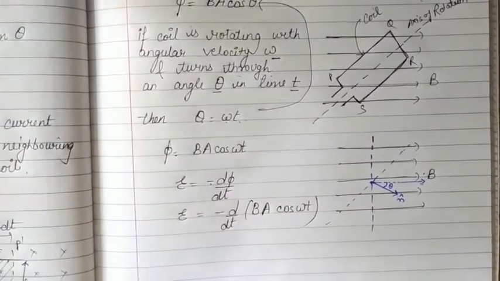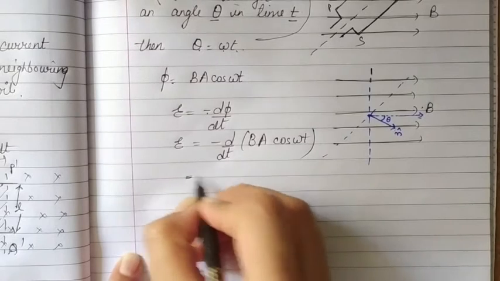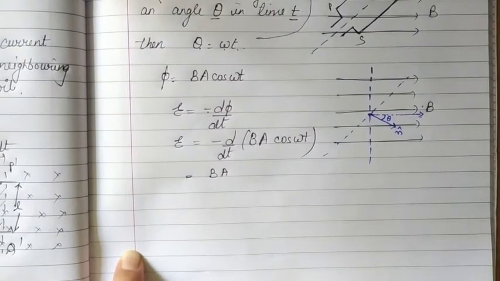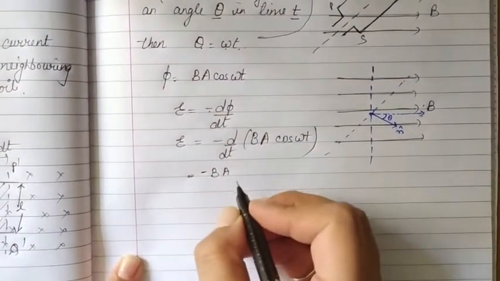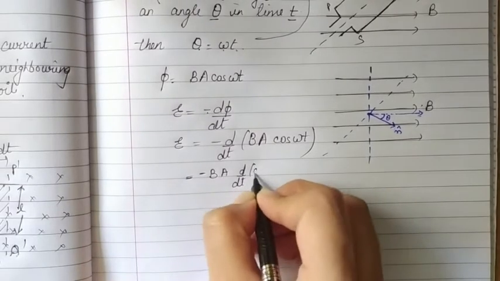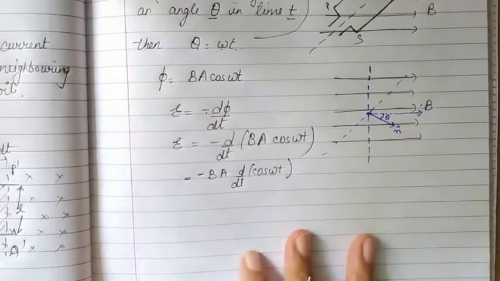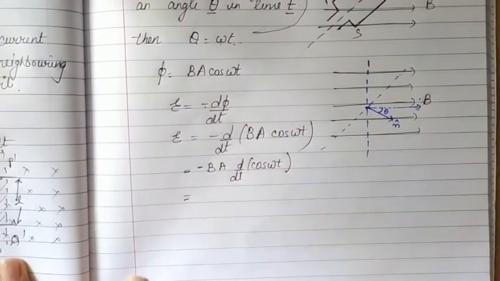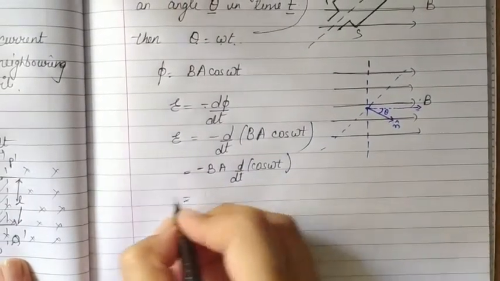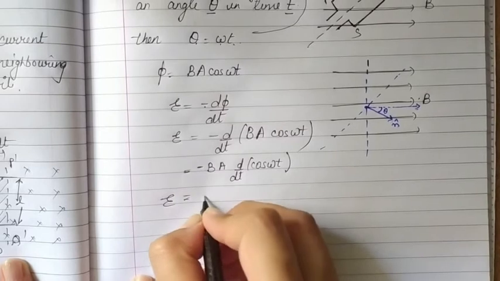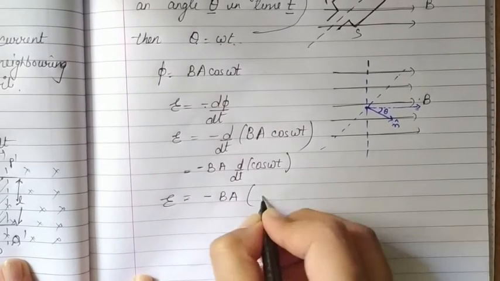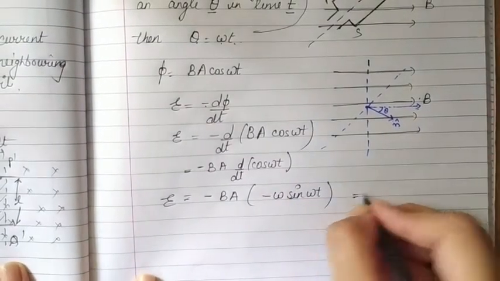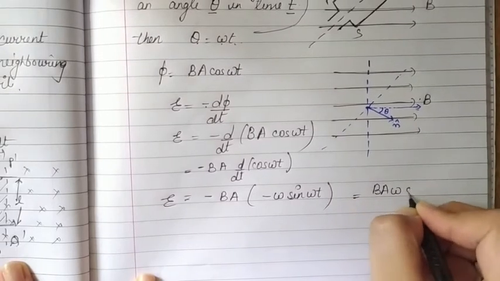Now on differentiating, B is constant as the field is the same. Area of the face of the coil is also constant. So we have to differentiate cos omega t, so d over dt of cos omega t. And we know that the differential of cos is minus sine, and here it is omega t, so we have to write omega. Then the answer will be epsilon is equal to minus BA and minus omega sine omega t. This is the differential of cos omega t with respect to t. And the final answer is BA omega sine omega t.